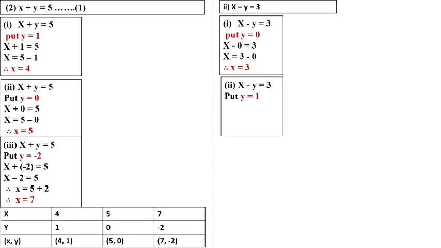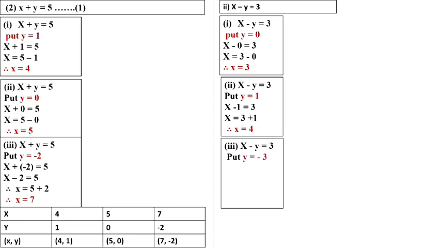Now we will put y equal to 1. So x minus 1 equal to 3, minus 1 go to the right side, become plus 1. Therefore x equal to 4. Same way we will solve the third one. x minus y equal to 3. We will take the value of y as minus 3. So randomly I am taking any values, you can take any one. I am taking minus 3. It's not compulsory to take minus 3 only. You can take any values and find out the value of the other variable. So minus minus plus 3 will go to the right side, become minus 3. 3 minus 3 is 0.